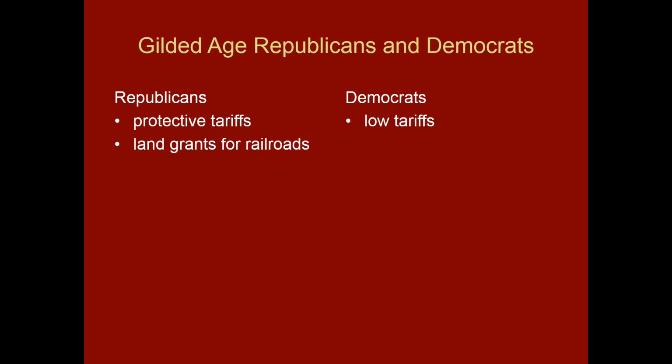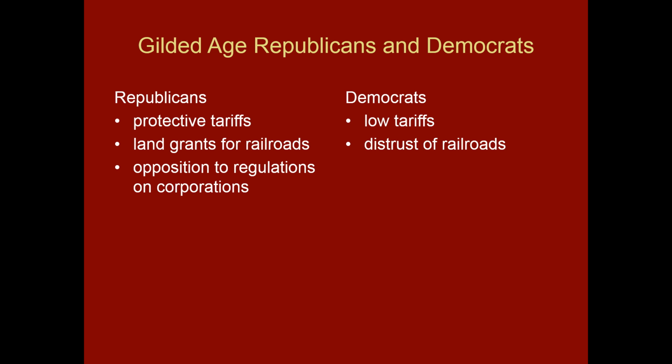Let's talk a bit about the positions of the two parties during this period. The Republicans generally favored protective tariffs to protect business. The Democrats favored lower tariffs, and that's a throwback to the period before the Civil War, when the South was certainly opposed to high tariffs. The Republicans favored land grants for railroads, to promote economic development. The Democrats, who represented farmers, among other people, had an enormous distrust of the railroads and tended to oppose those land grants.